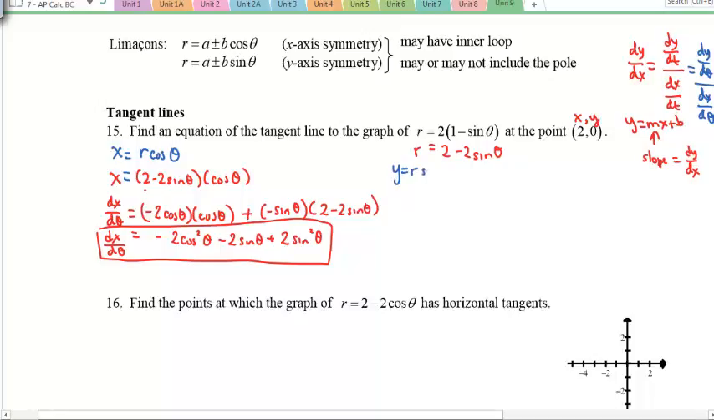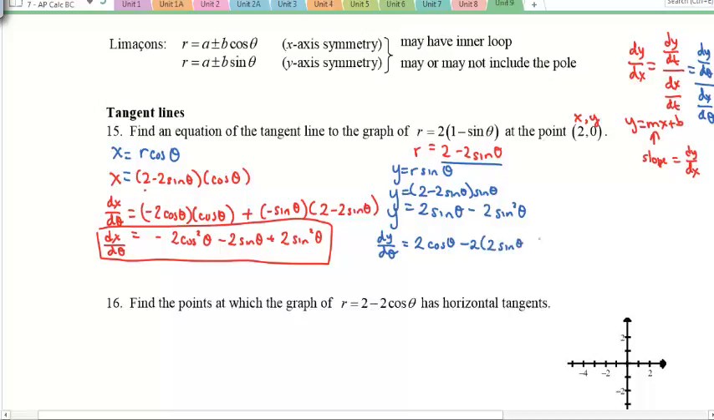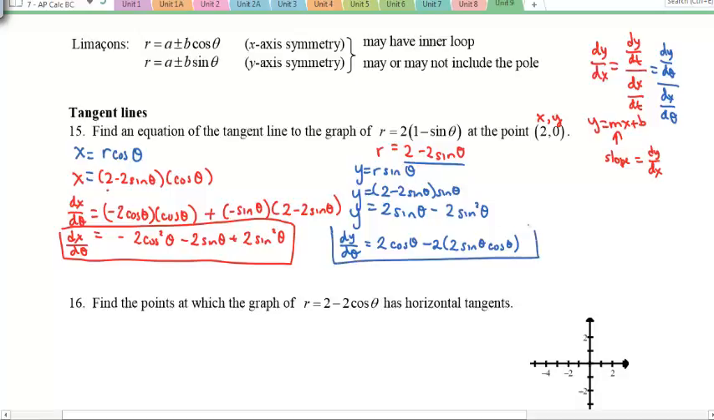Y equals r sine theta. So if I make the substitution for r once again, that's 2 minus 2 sine theta times sine theta. Yikes! Well, let's actually distribute this one. It's nicer, right? 2 sine theta minus 2 sine squared theta. That's so much nicer for y. Makes our derivative so much easier. Forget product rule. Derivative of 2 sine theta is 2 cos theta. And then this is a square, right? So 2 sine theta, chain rule, cos theta. Nice. That's dy d theta.